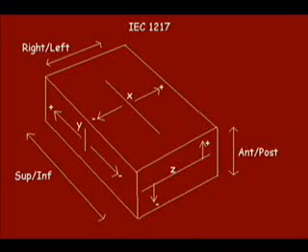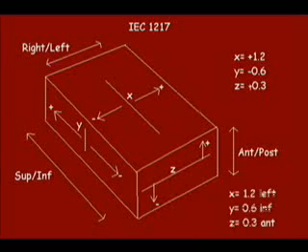So, if you have a value of X equals 1.2, Y equals negative 0.6, and Z equals 0.3, the shift would be 1.2 to the patient's left, 0.6 inferiorly, and 0.3 anteriorly. Keep in mind that this is based on the fact that X equals 0, Y equals 0, and Z equals 0 is based on where the BBs are located. Please check with your clinic to see how shifts are handled.